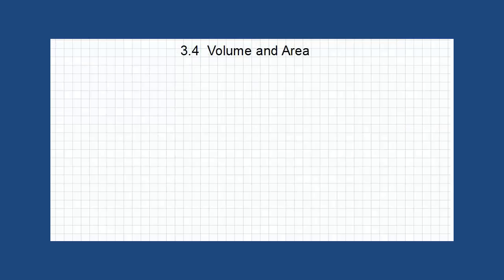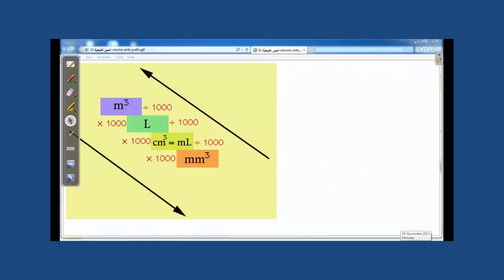Hello there, welcome back with our new lesson 3.4, volume and area. We'll talk first about the volume. A common unit for volume is the liter with its symbol capital L. There is another unit to measure volume. Look at this figure here.